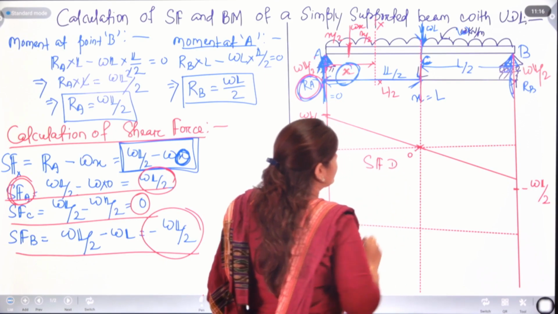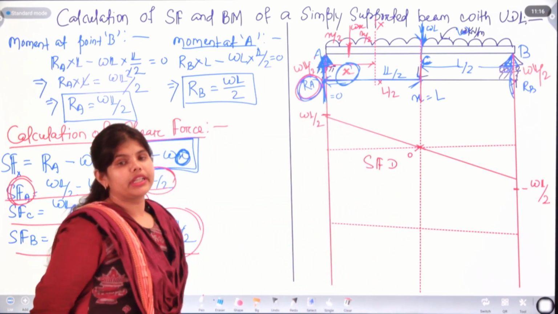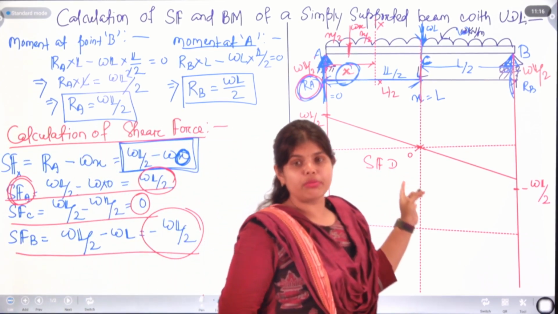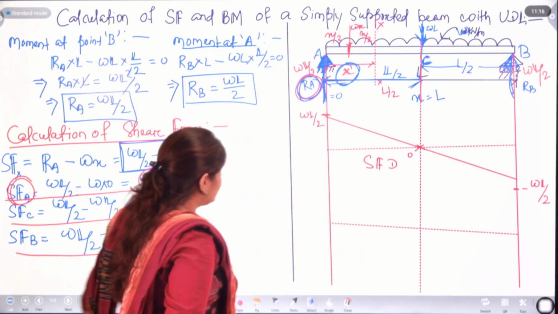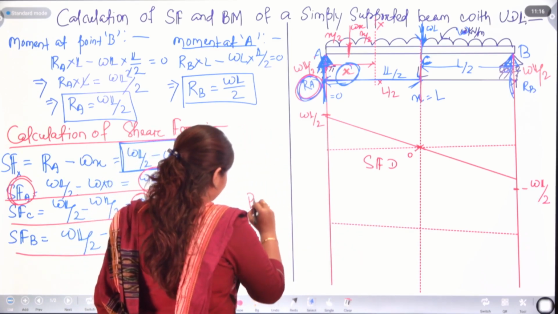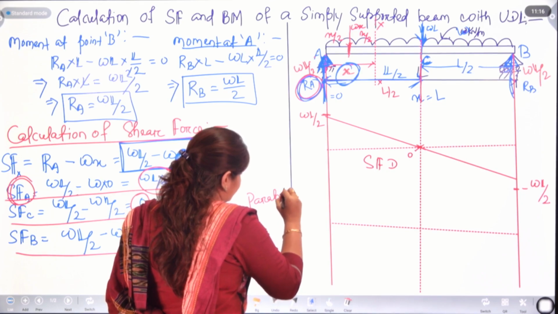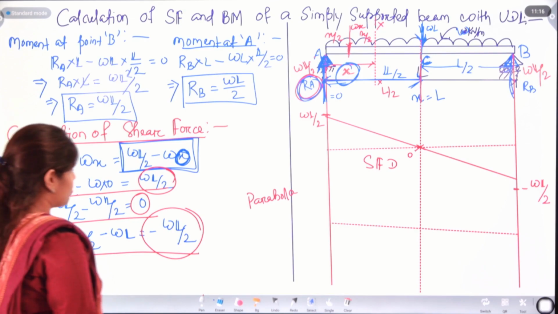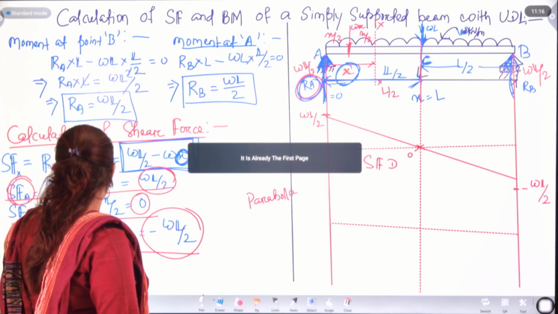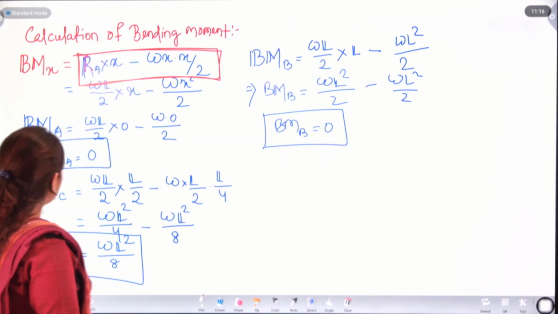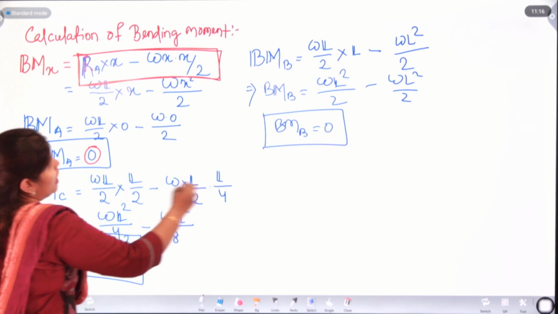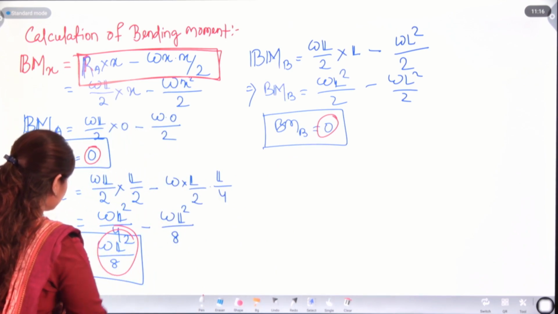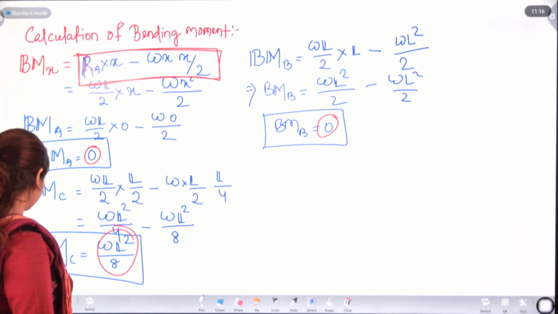shear force diagram. Okay, we need to remember that if we are drawing the BMD of simply supported beam while application of UDL, it will be what? Parabola. Okay, the structure is going to be like a parabola. So, bending moment here. We have bending moment at A 0 and bending moment at B will be 0. Bending moment at C is WL square by 8.